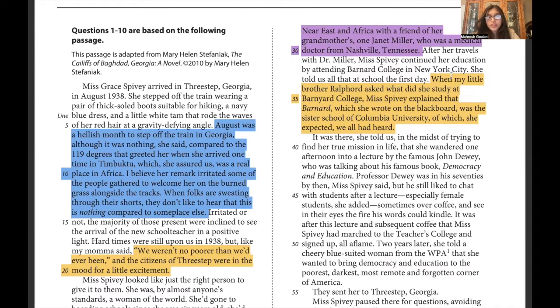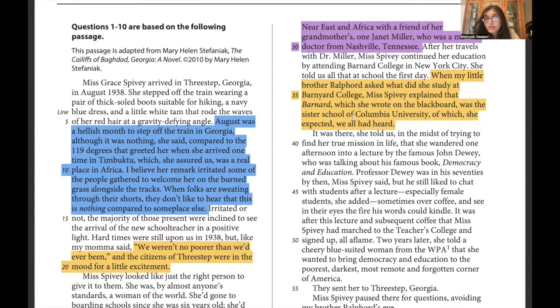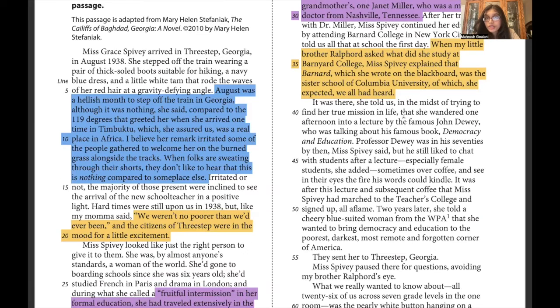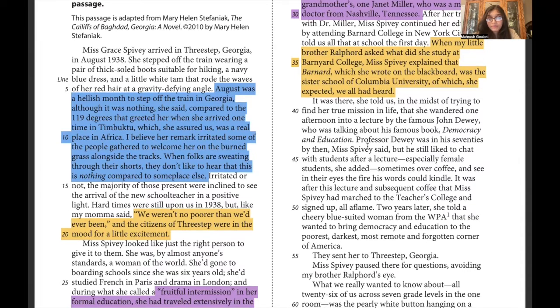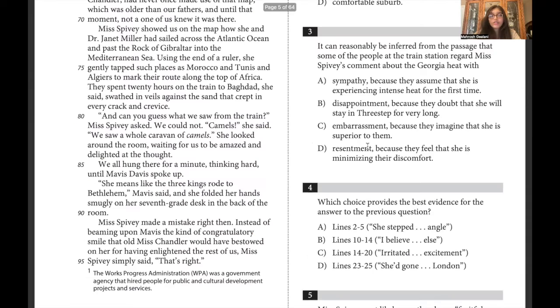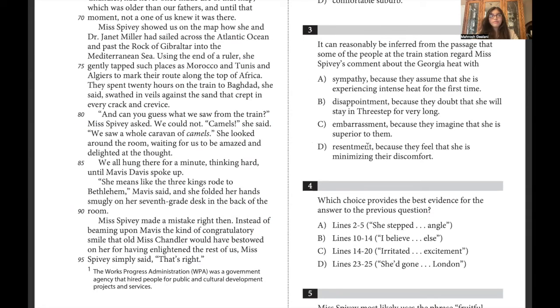So if we look, for example, here on line 35: "When my little brother Raffled asked what did she study at Barnyard College, Miss Spivey explained that Barnard, which she wrote on the blackboard, was the sister school of Columbia University, of which she expected we all had heard. It was there, she told us, in the midst of trying to find her true mission in life, that she wandered one afternoon into a lecture by the famous John Dewey, who was talking about his famous book, Democracy and Education." From that, you can immediately tell they're sitting in a classroom, there's a whiteboard in front of them, her brother is talking. Who could that be?